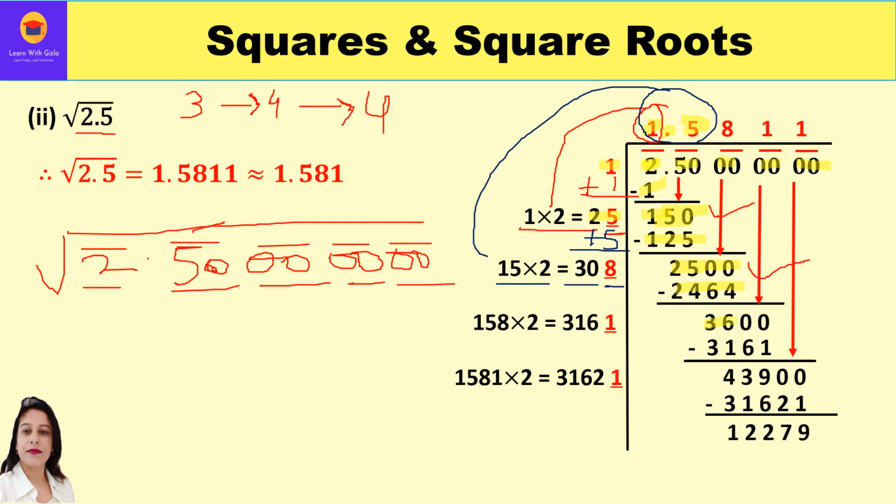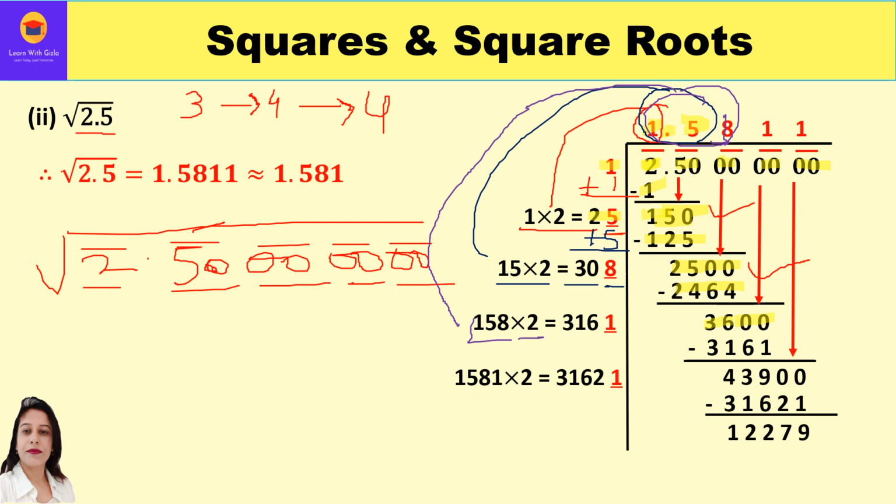Now bring down the next period 00. Okay. Now again I need a divisor. So I will take the quotient. Now the quotient is 158, right? My 158 is the new quotient. So I will take 158 and now I will double it.